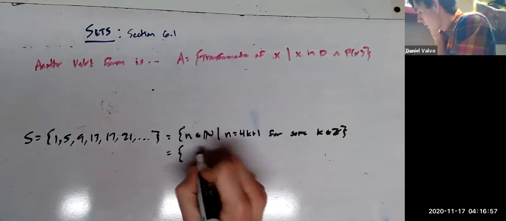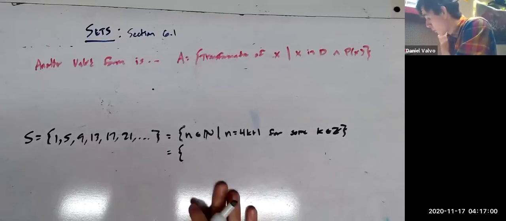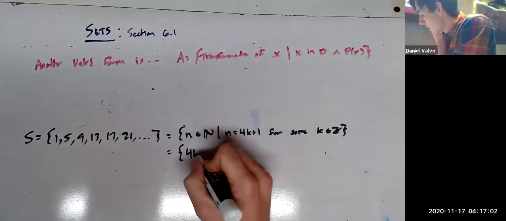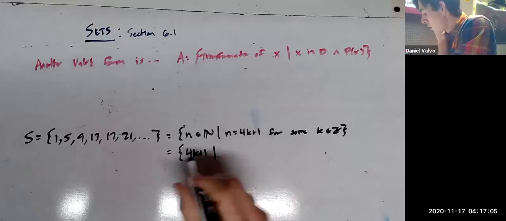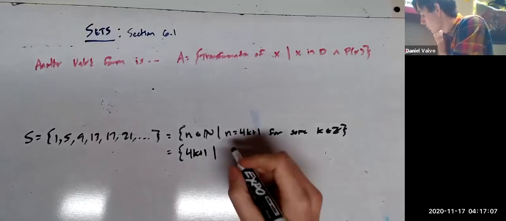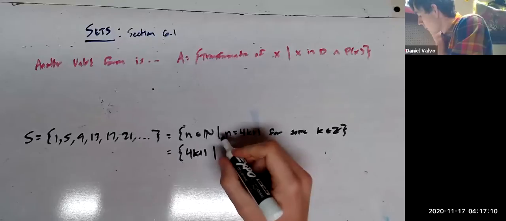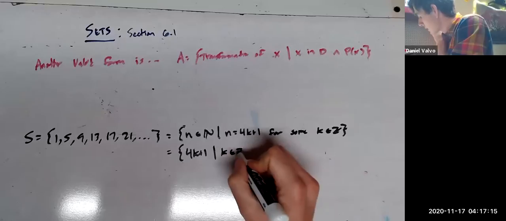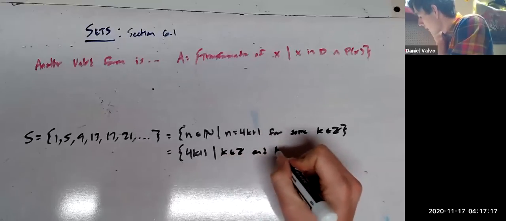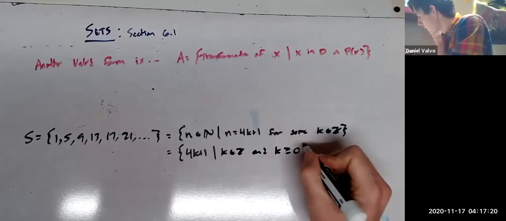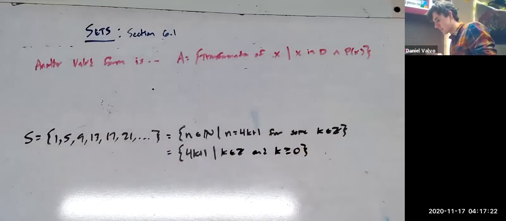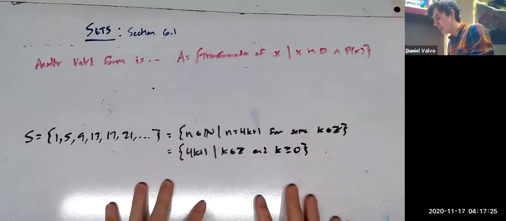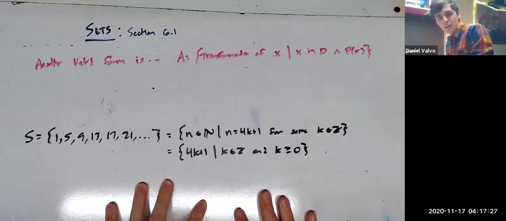And so maybe a better way to write this, the way I would write this in the real world in real math, is I'd say this equals 4k plus 1, the set of all things that have the form 4k plus 1, such that k is in Z and k is greater than or equal to 0. That's basically how I'd legitimately write this in some math research or whatever you're doing in real math.